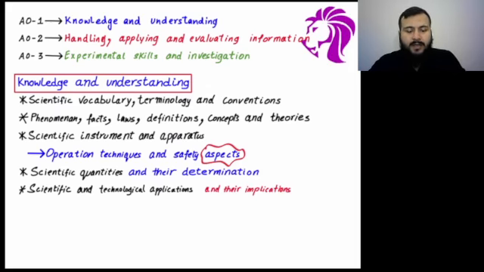Similarly, the examiner expects us to know the scientific and technological applications and their social and economic implications as well. So in knowledge and understanding, this is all that the examiner wants us to know by the day end. This is what the examiner expects us to have knowledge of.